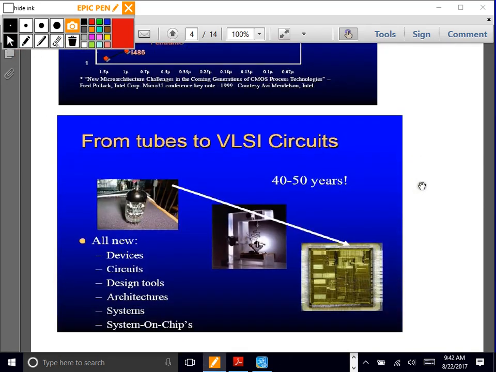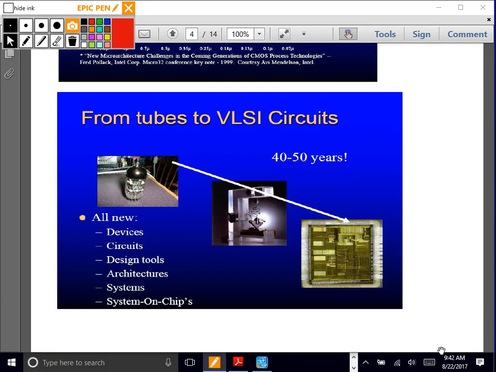And so this is kind of the transition of where things have been going over the last 50 to 60 years. So you used to have to deal with cathode ray tubes. And this here is the actual picture of the very first transistor. It's on display at Bell Laboratories up in Murray Hill, New Jersey. I actually got to see it this summer.